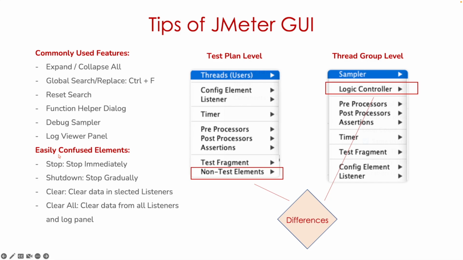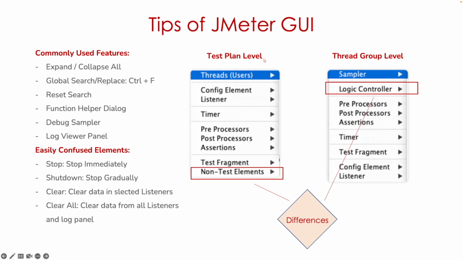There are some easily confused elements like stop and shutdown. Sorry, it's not an element, it's a feature, or we call it a button. Stop will stop immediately. Shutdown will stop gradually. And the clear will clear data in selected listeners. But the clear all will clear everything under the listener or under the log panel. Okay. And also there's a little bit of difference between test plan level and the thread group level.